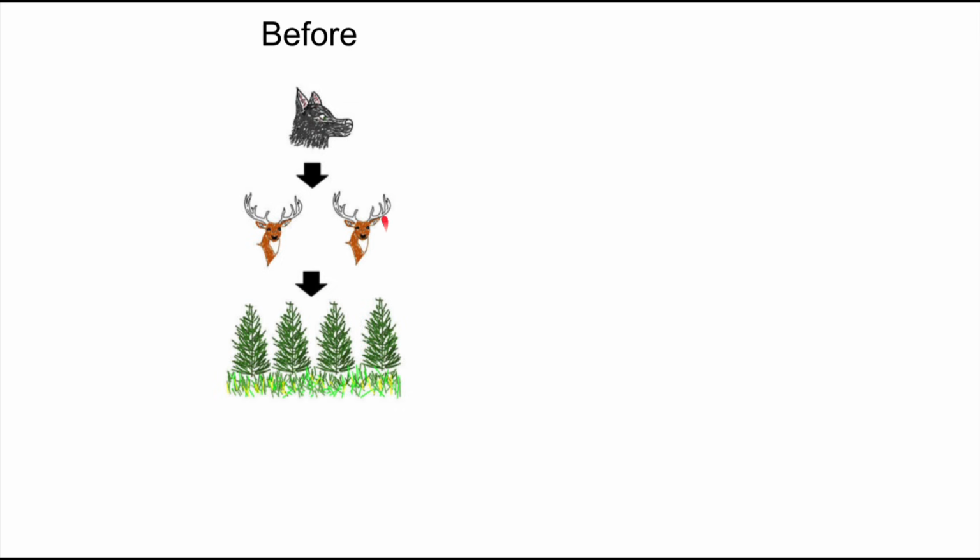So the elk get eaten, the elk are skittish, they don't come out that often, and so that means they're not eating as much of the trees, and so the trees grow lush, and all the birds and mammals and things that live in here are doing well.